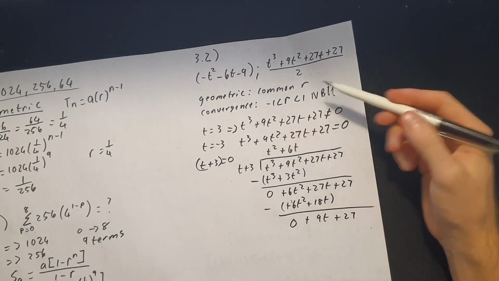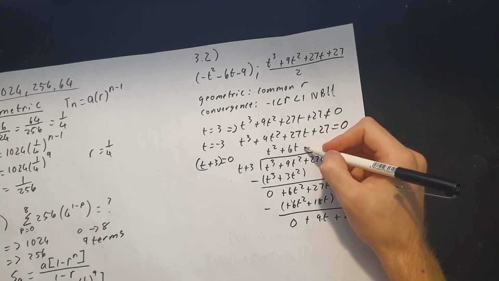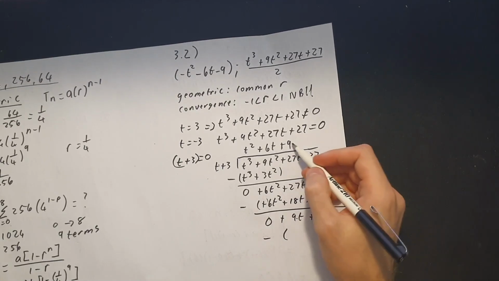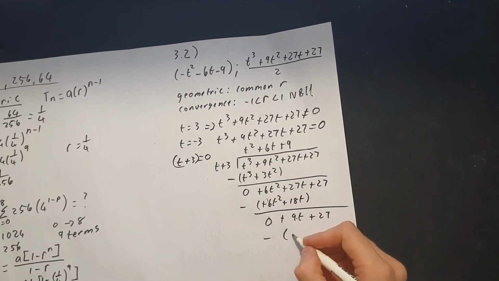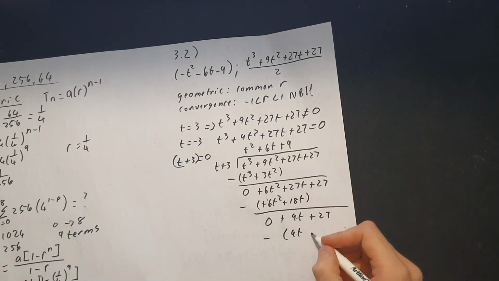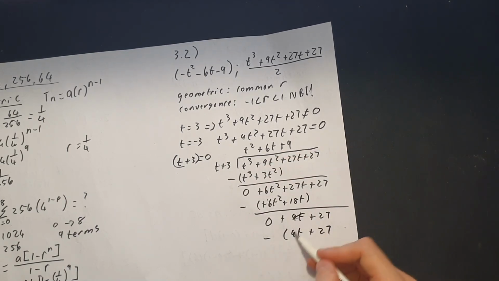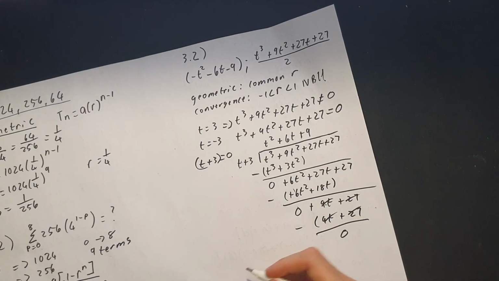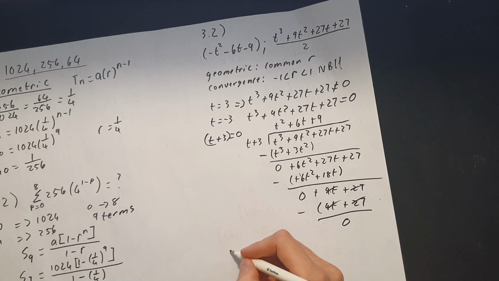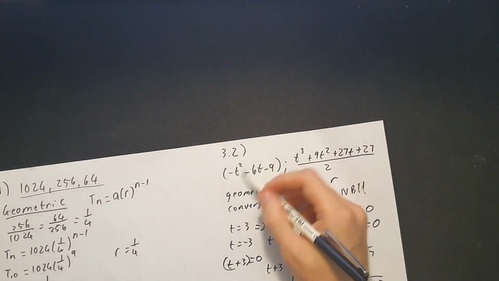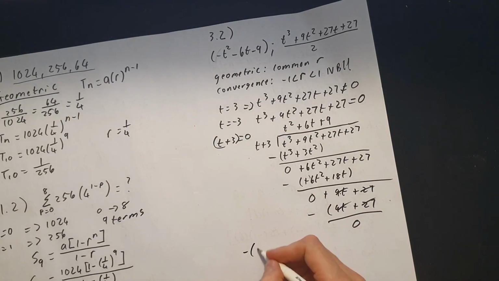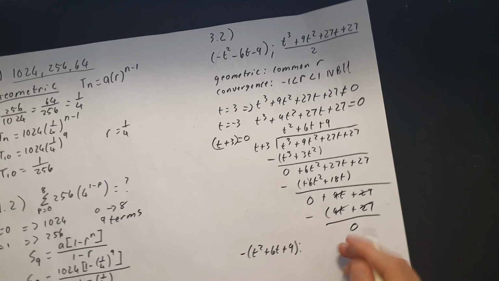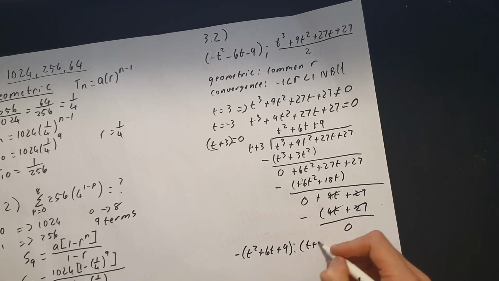Okay, now we go again. t into 9t will be plus 9, then minus all of that. So then 9 times t gives you 9t. 9 times 3 gives you plus 27. So you see that everything cancels out, left with 0. So what am I left with there? I have the following ratio. Okay, I'm going to take out a negative from here. You'll see now why. So negative t squared plus 6t plus 9 is in a ratio with t plus 3.